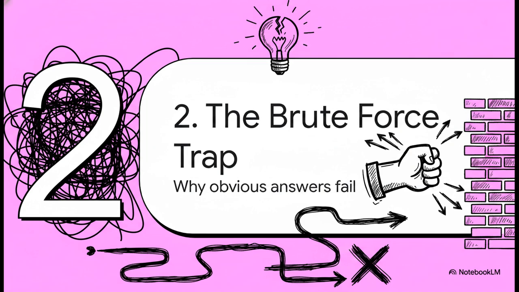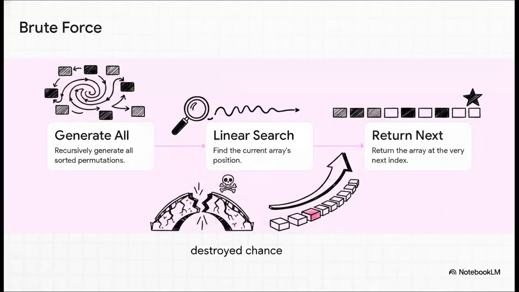Section 2, the brute force trap. This is why the obvious answer completely fails. If you're just following the direct brute force logic of the problem, you might naturally suggest a 3-step process. First, use recursion to generate all possible permutations in sorted order. Second, do a linear search to find exactly where your current array sits in that massive list. And third, just return the array sitting at the very next index.